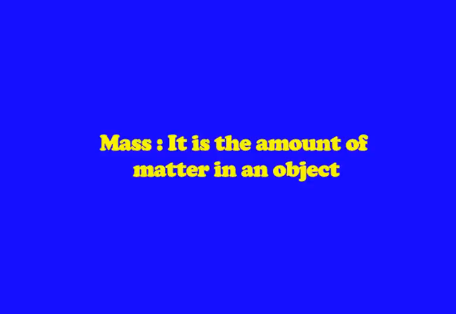So, what is mass? It is the amount of matter in an object. So, I will say it again. Mass, it is the amount of matter in an object. So, you have a mass. That means the amount of blood and flesh and bones in your body is your mass. So it is the amount of matter in an object, that means mass.